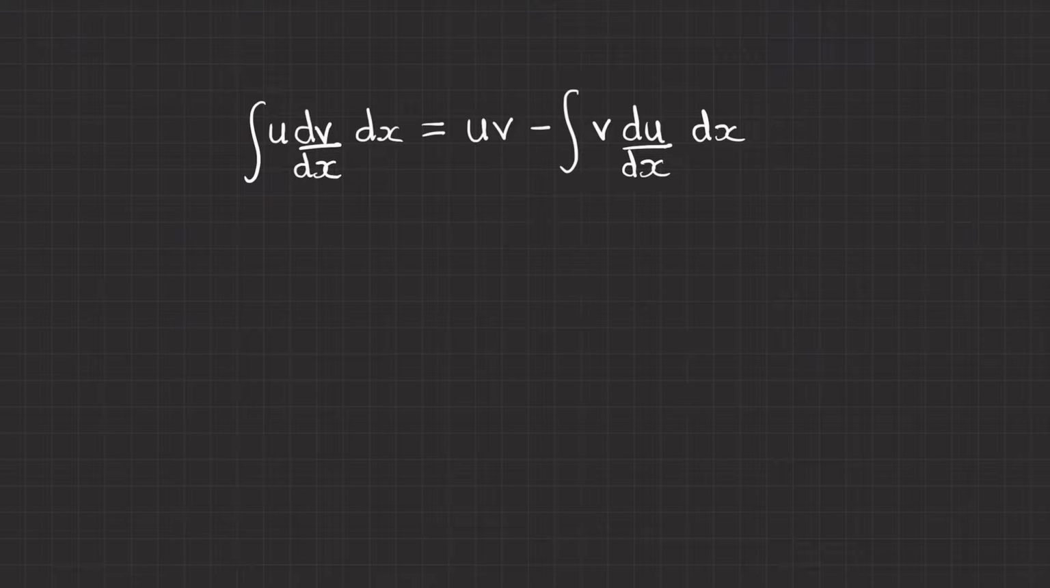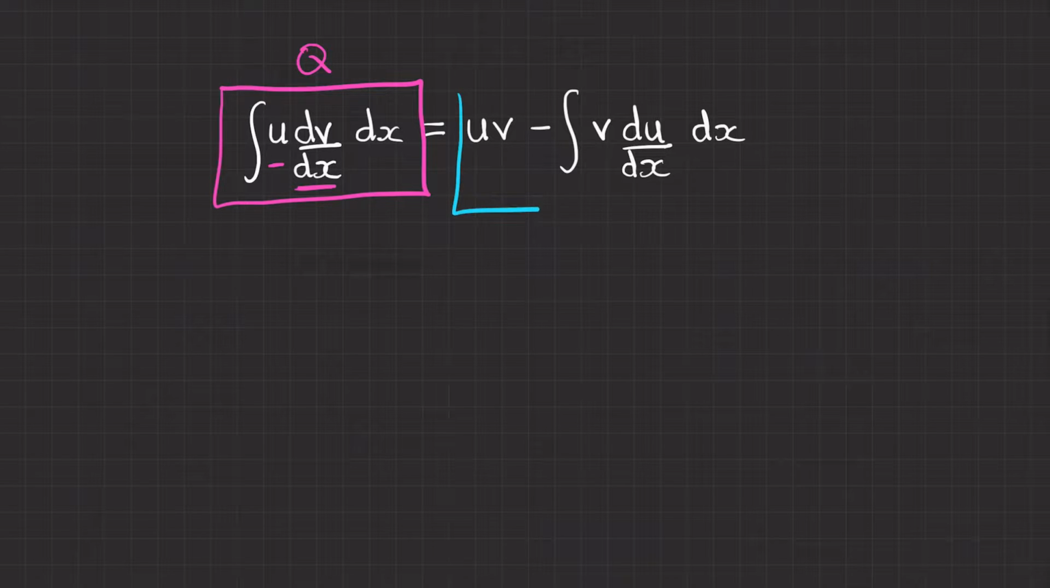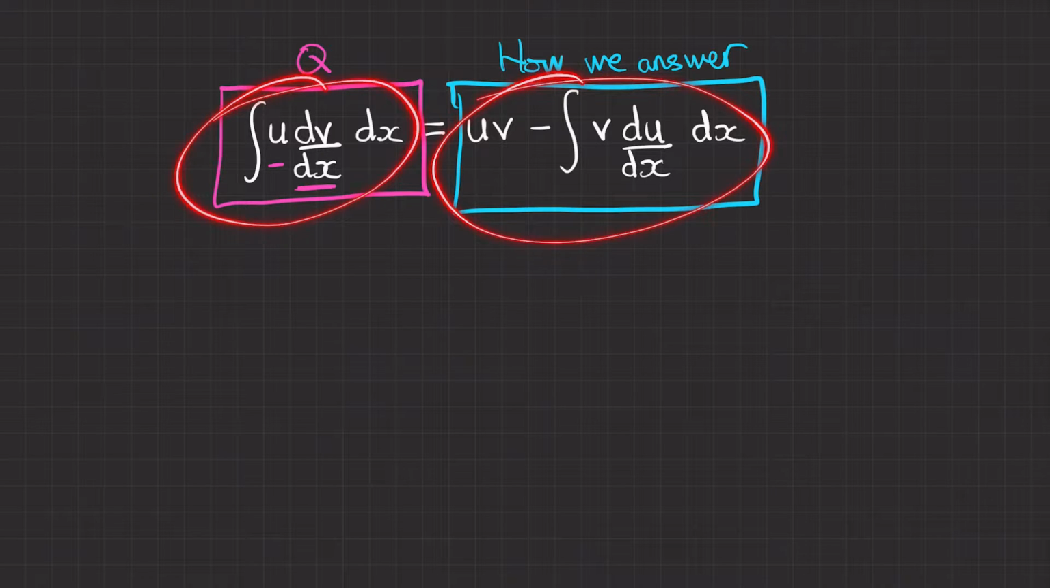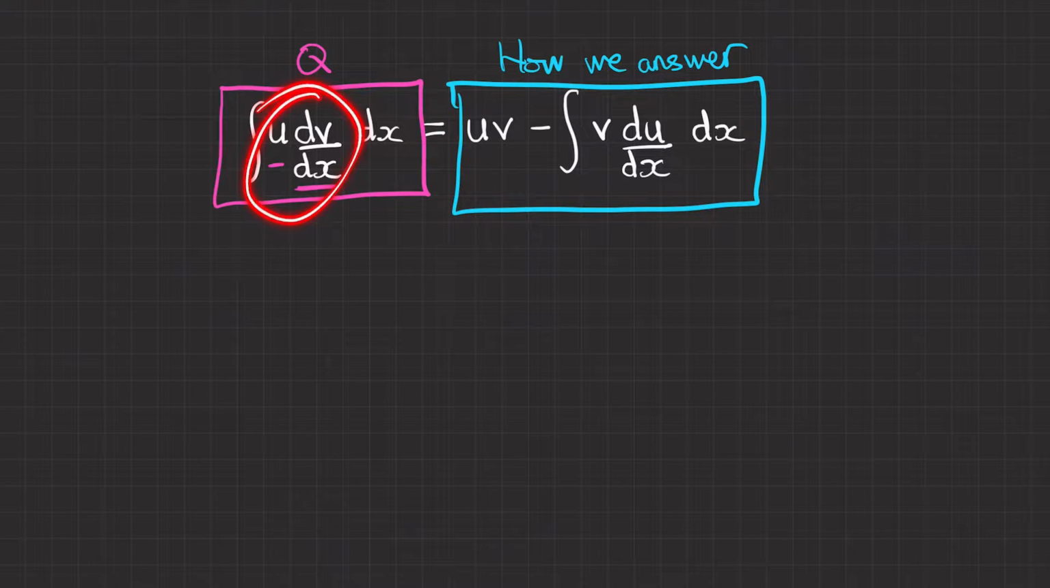Breaking down the formula and how to use it isn't too bad, but the way to see it is this. This part is the question you've been given, where you've got two terms being multiplied by each other, and this part on the right hand side is how we answer the question. So we input these figures into here. As we've got two terms being multiplied together, one is a term we've already got and the other is actually a term that's already been differentiated.